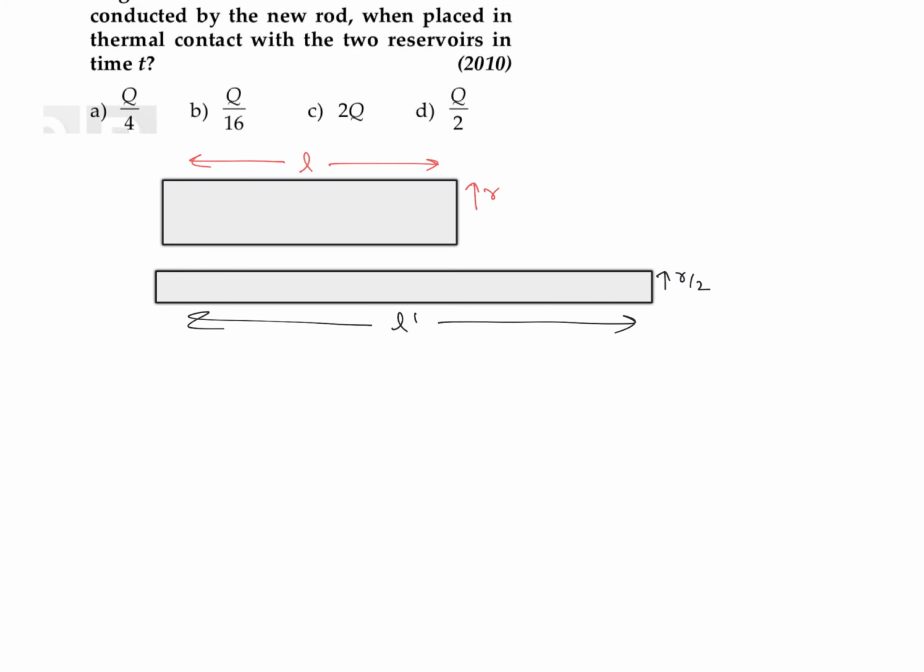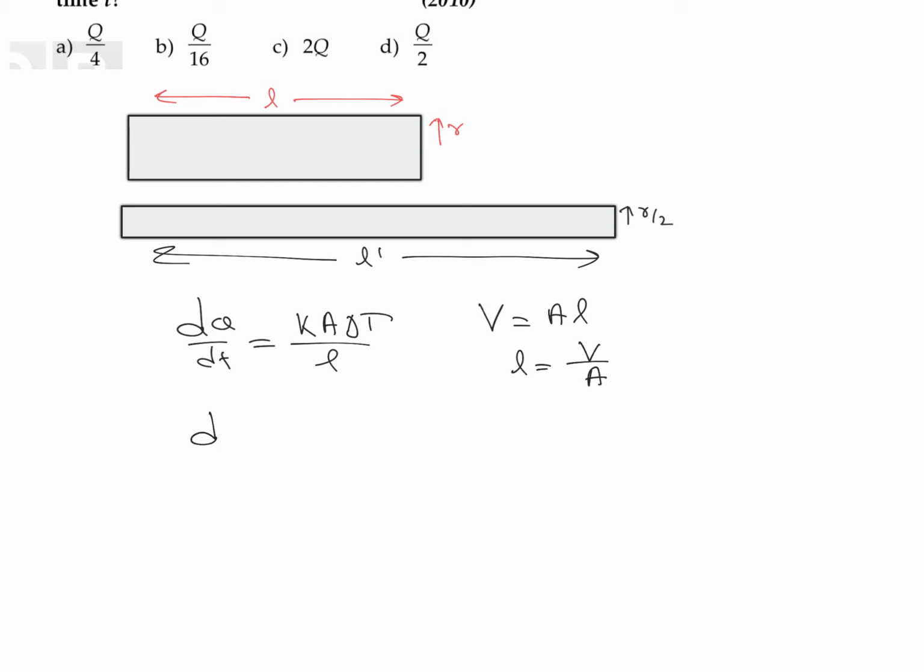So while equating the initial volume and final volume, we can find the length of this conductor. We know that dQ divided by dt is equal to k into A into delta T divided by L. In this situation, volume is constant, so volume is equal to area into length. Length is not given, so we can write L equal to volume divided by area, because volume is going to be constant in this situation.